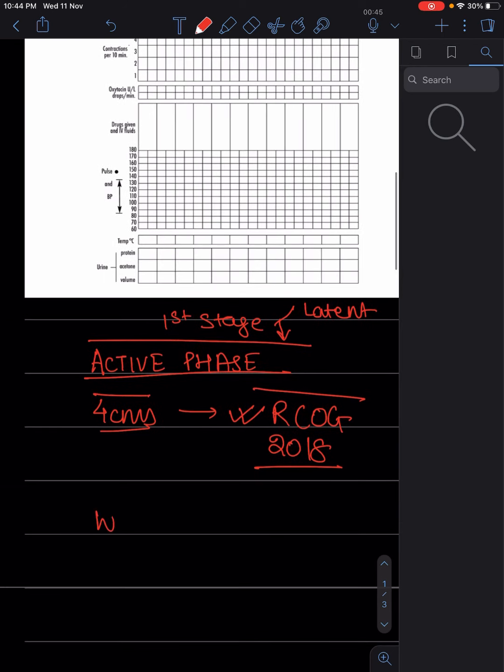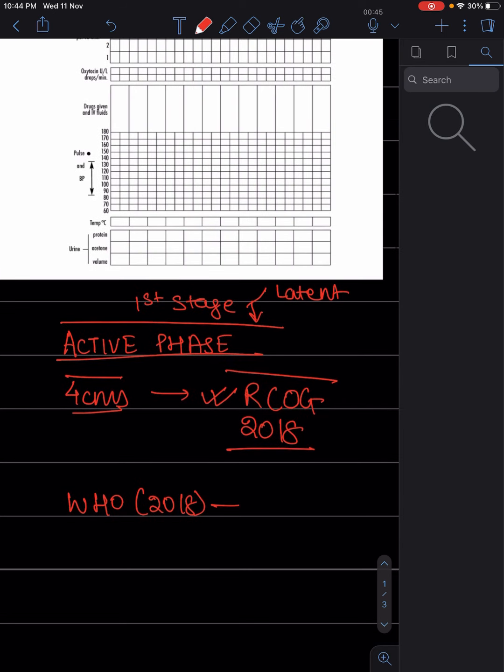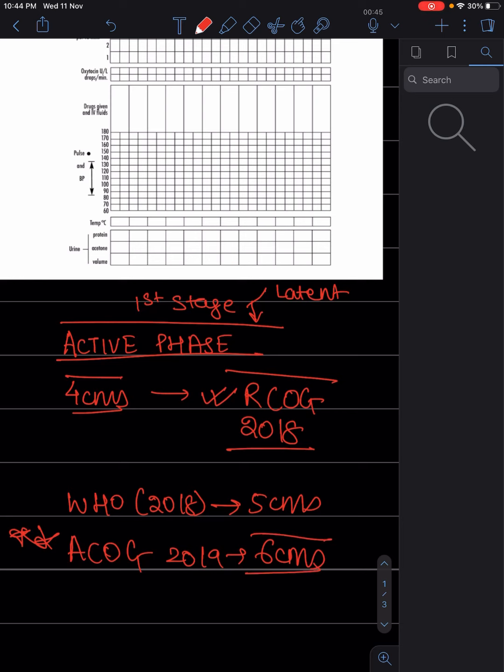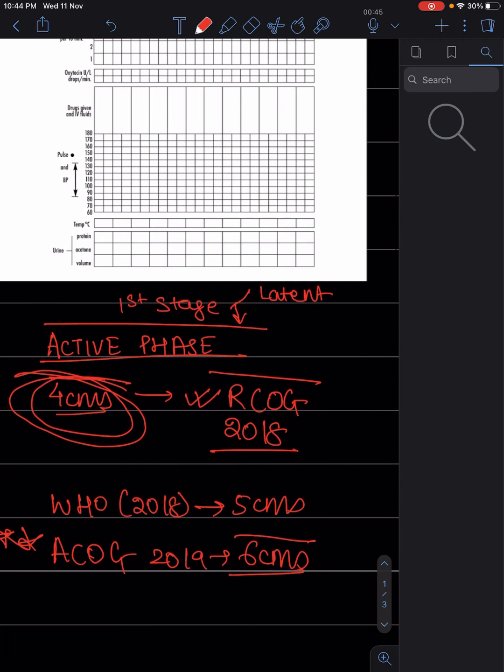Now WHO says, this is 2018, this came a few months after this, it says 5 centimeters onwards is the active phase, while ACOG, which is the latest guideline, 2019 says it is 6 centimeters and onwards is active phase. So I know it can be quite confusing which of these should we take, 4, 5 or 6, but as of now we still continue taking 4 centimeters for plotting partograph, right? So that is how we take active phase, right?